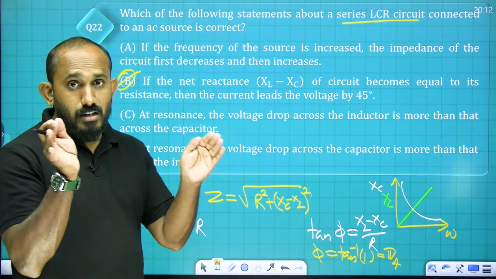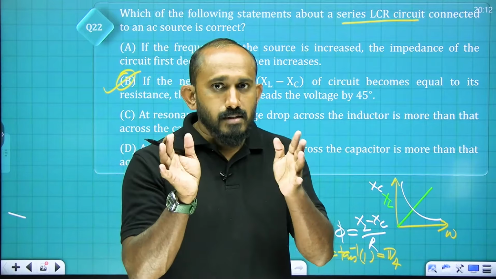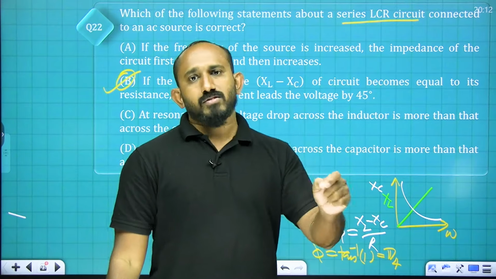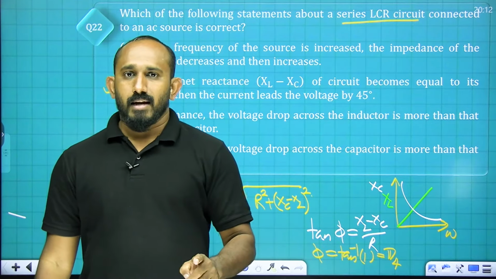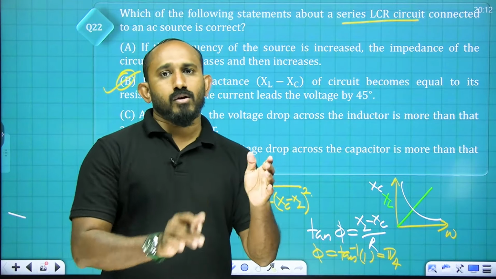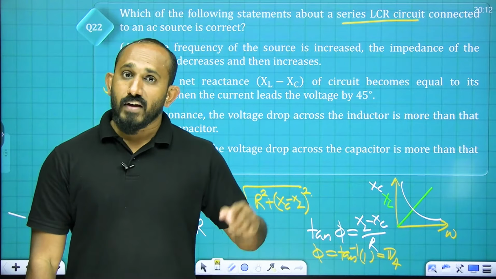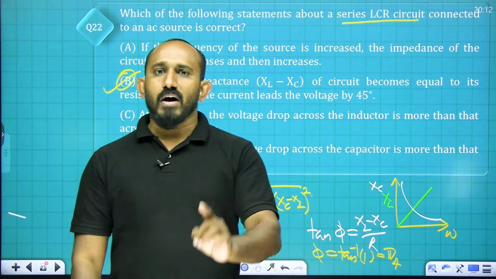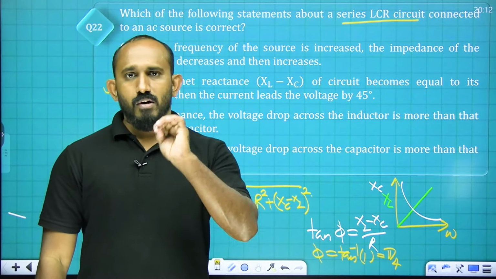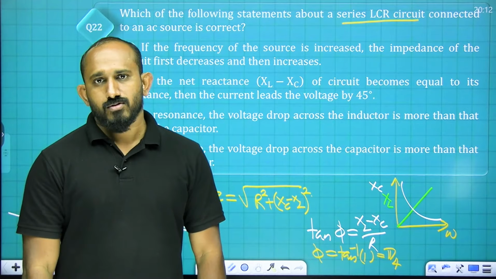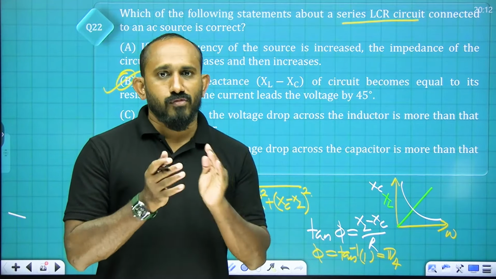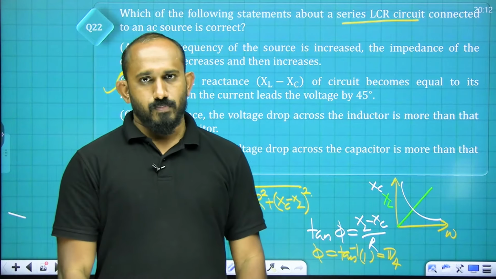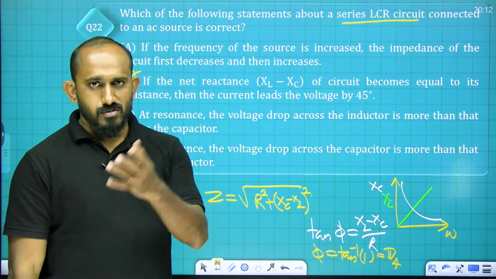So the resonance concept also you have to keep in mind. In an LCR series circuit, if inductive reactance becomes equal to capacitive reactance, then the net impedance will be equal to resistance only. And the phase difference phi will be 0 at resonance. The maximum value of current, that means the peak value of current I0, becomes the maximum in that case. Series LCR circuit, so keep the resonance frequency in mind.